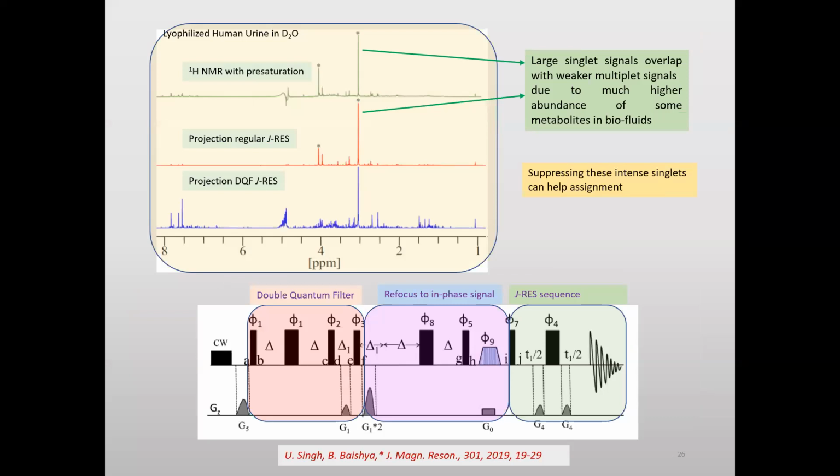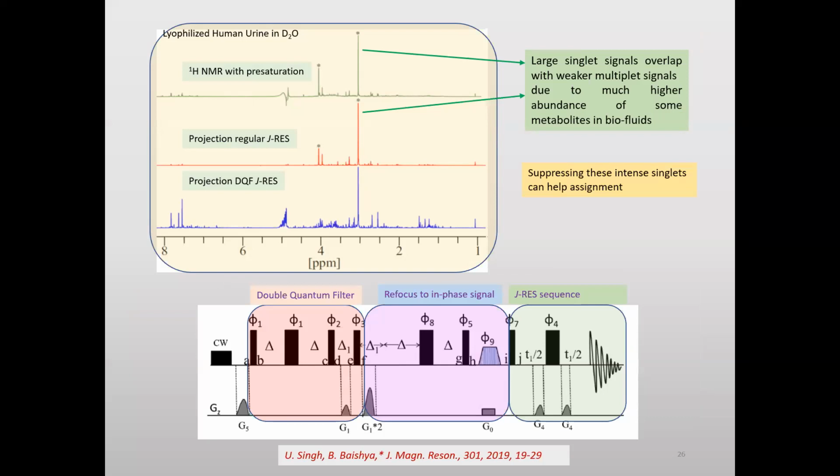So here I am showing you the projections. For example, the first one is the proton NMR with pre-saturation for a lyophilized human urine sample from D2O. And you can see that the creatinine singlets are very high in intensity, marked with a star. These two star marked signals are the creatinine singlets. They are very high in intensity.